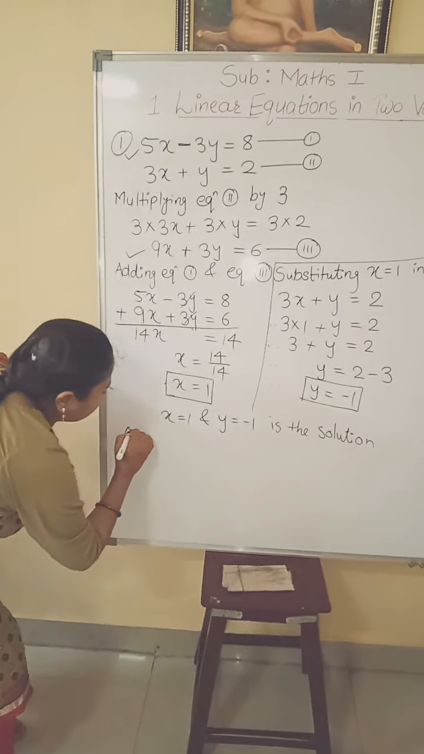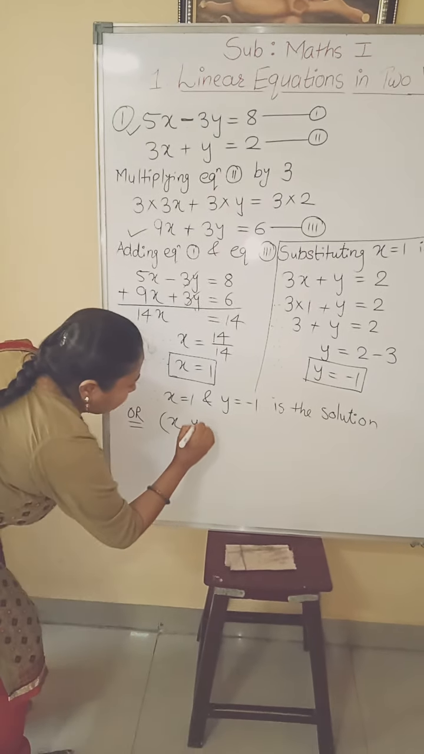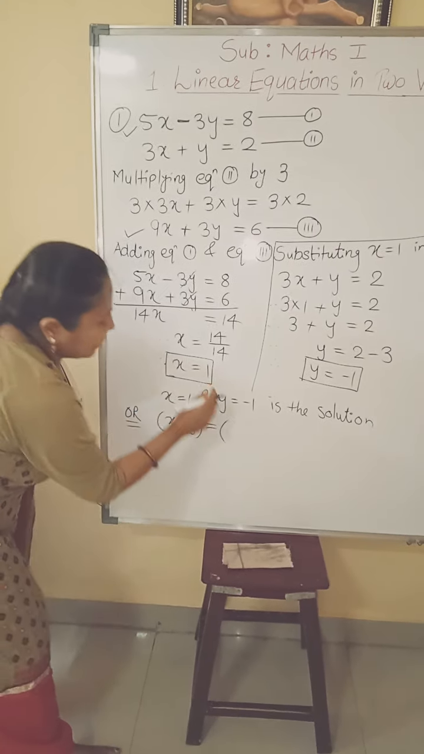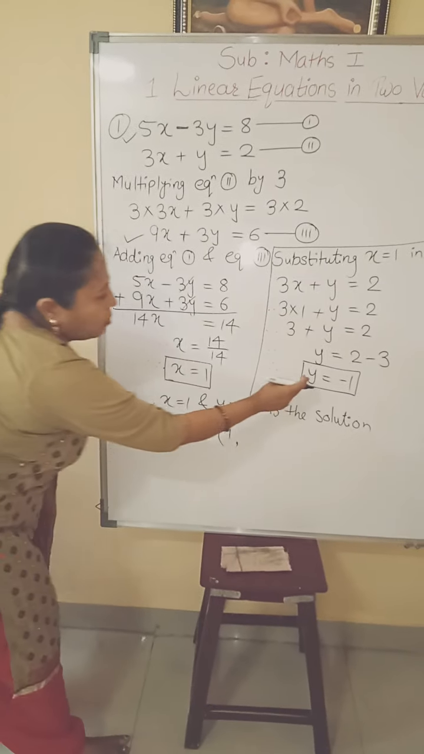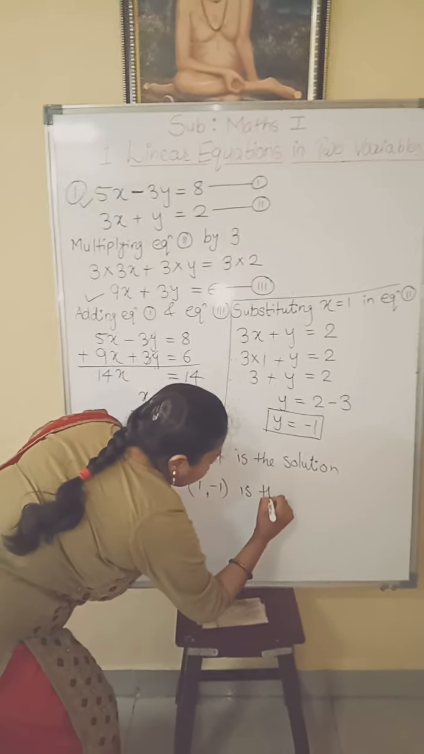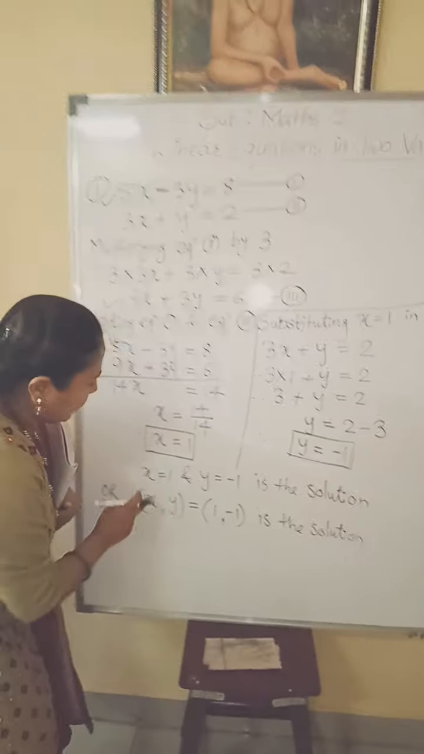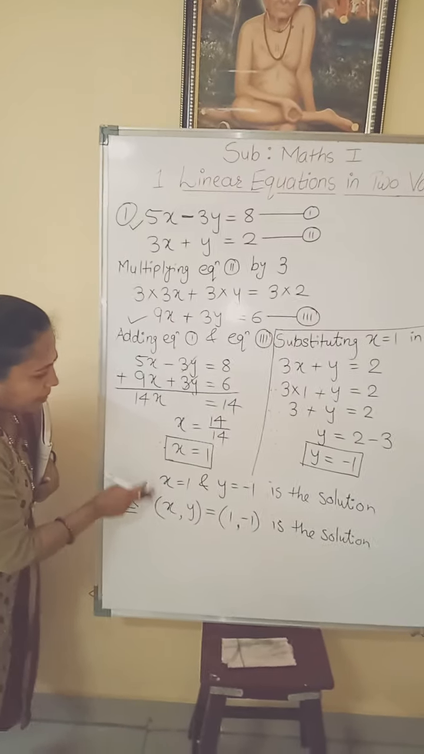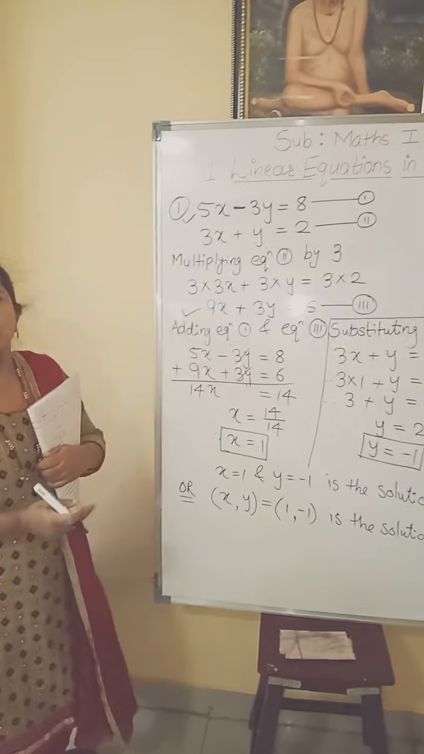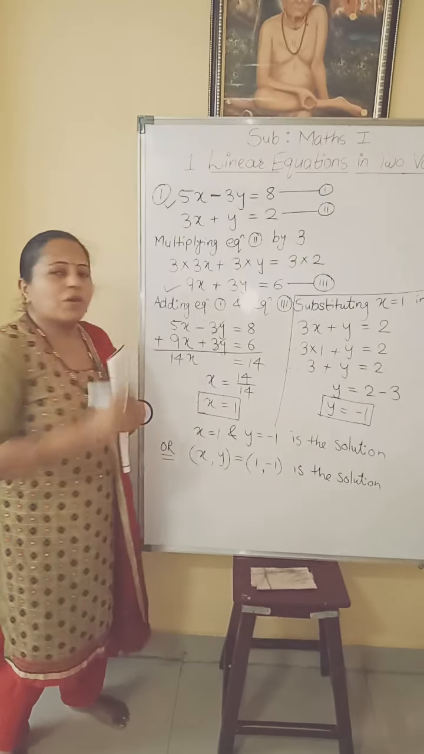Or you can write this way also: bracket x comma y equal to bracket, the value of x is 1 comma value of y is minus 1 is the solution. So students, you can use any one method to write the answer. So this way we solve the equation using the method elimination by equating coefficient. Understood?